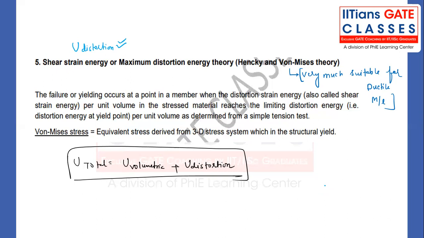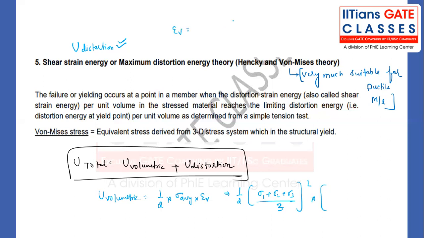Let me give you some idea about this. What is the volumetric strain energy, which is responsible for volumetric changes? Average stress into volumetric strain. Half of sigma 1 plus sigma 2 plus sigma 3 divided by 3, whole square. Volumetric strain, you will study in the basic chapter of axial loading: 1 minus 2 mu divided by E into sigma 1 plus sigma 2 plus sigma 3.